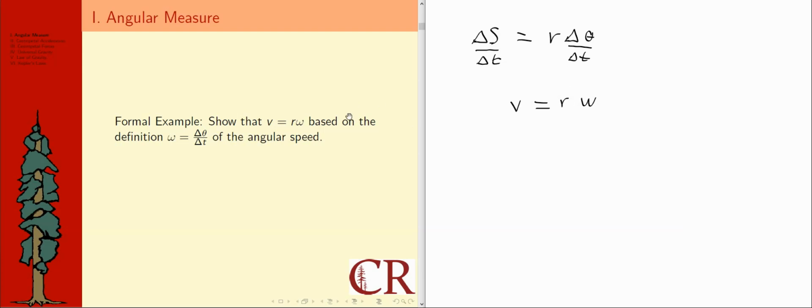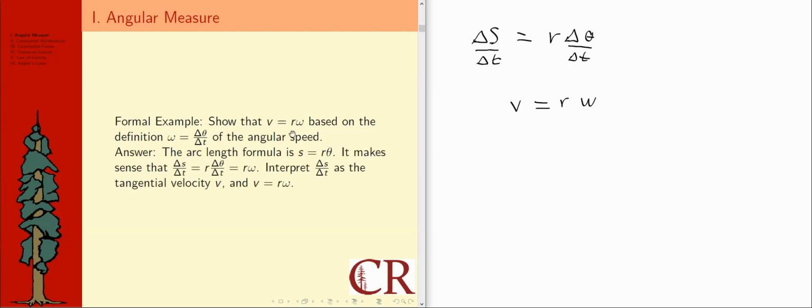But nevertheless, this formula pops out in a pretty straightforward way just by dividing again by delta t on both sides. And that's pretty much what this answer here in the slide did as well to get to this result.